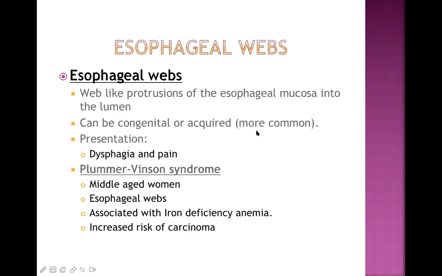One of the acquired varieties of esophageal web is called Plummer-Vinson syndrome. This Plummer-Vinson syndrome is a combination of esophageal web, a high risk of development into squamous cell carcinoma of the esophagus, and it is strongly associated with iron deficiency anemia as well. And the common sex is middle-aged women. So this combination of iron deficiency anemia, esophageal web, high risk of squamous cell carcinoma of the esophagus, and being common in middle-aged women is called Plummer-Vinson syndrome, one of the common questions which will be asked in your exam.